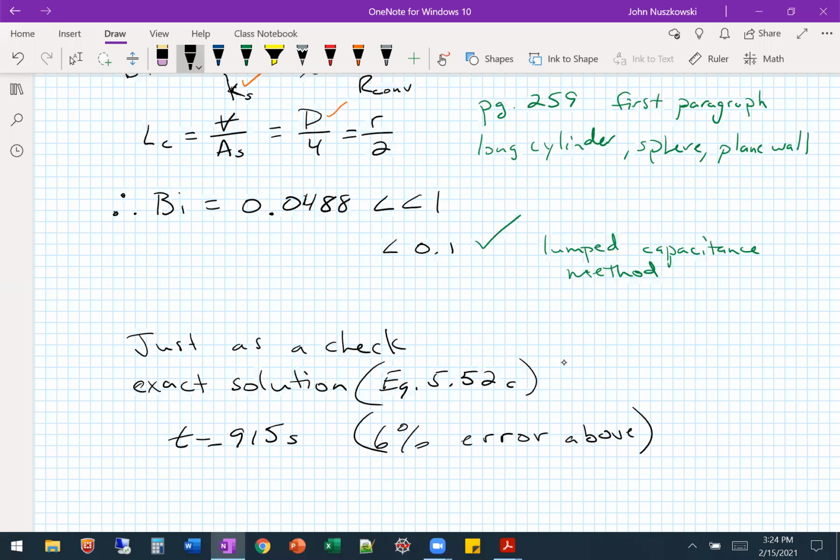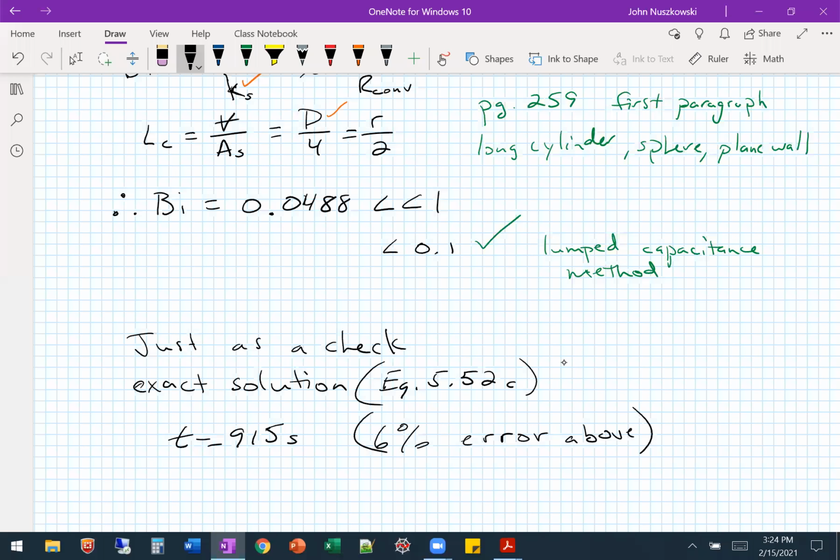And that's because we're at basically 0.05, which is half of that 0.1. Okay, and as we get closer to that 0.1, that error becomes bigger. As we get lower and lower in the Biot number, that error becomes smaller and smaller.